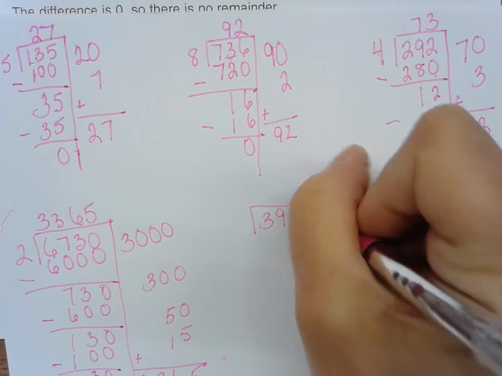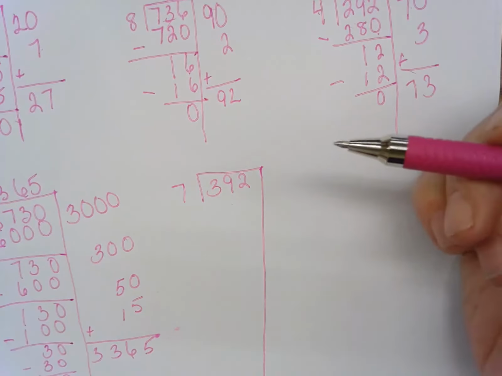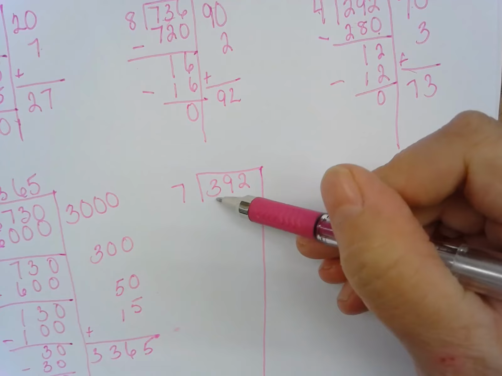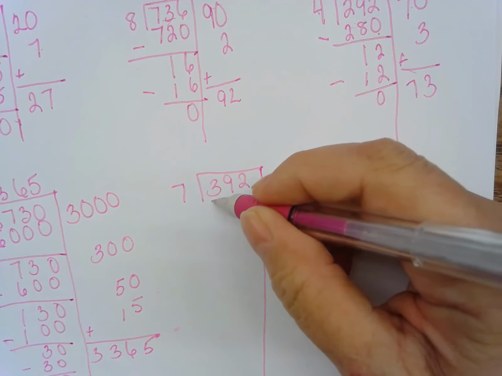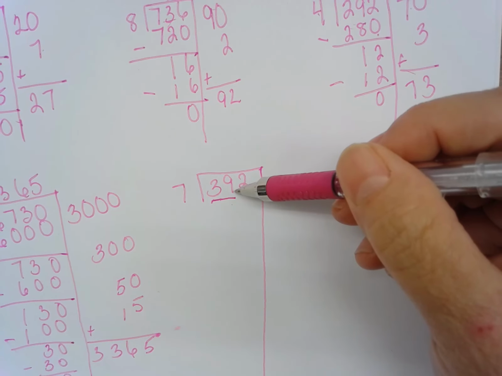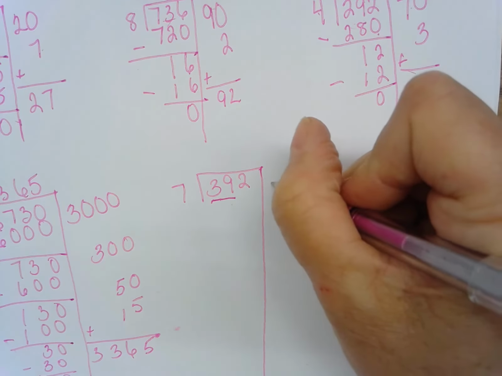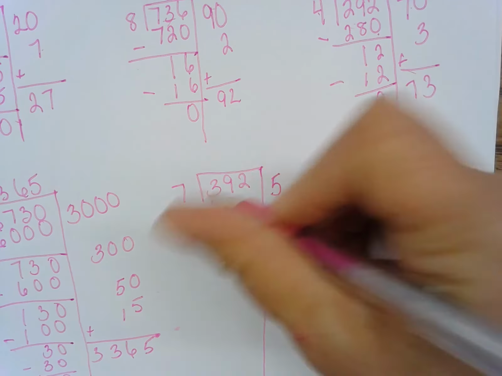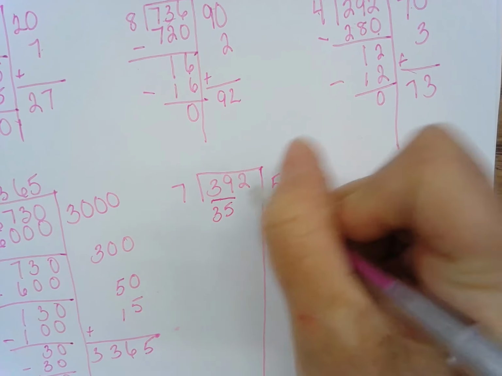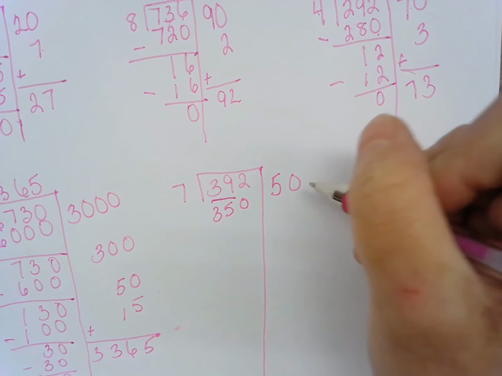So next we have 392 divided by 7. Okay, so 7 can't go into 3, but 7 can go into 39. How many times? 5. 5 times 7 is 35. Then we have to add a 0 here. So if we add a 0 there, we add a 0 here.